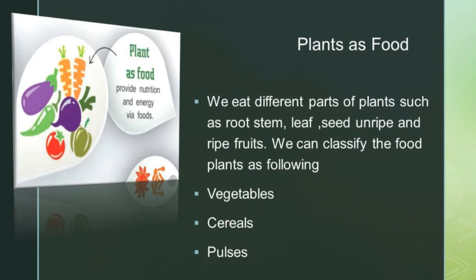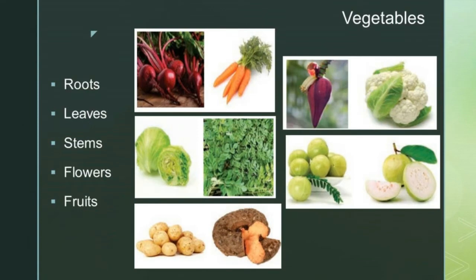We can classify the food plants as vegetables, cereals, and pulses. Plants also give us coffee, tea, sugar, and raw material for oil. First, we are going to see vegetables. Vegetables. We get vegetables from different parts of the plant, such as roots, leaves, stems, flowers, and fruits.